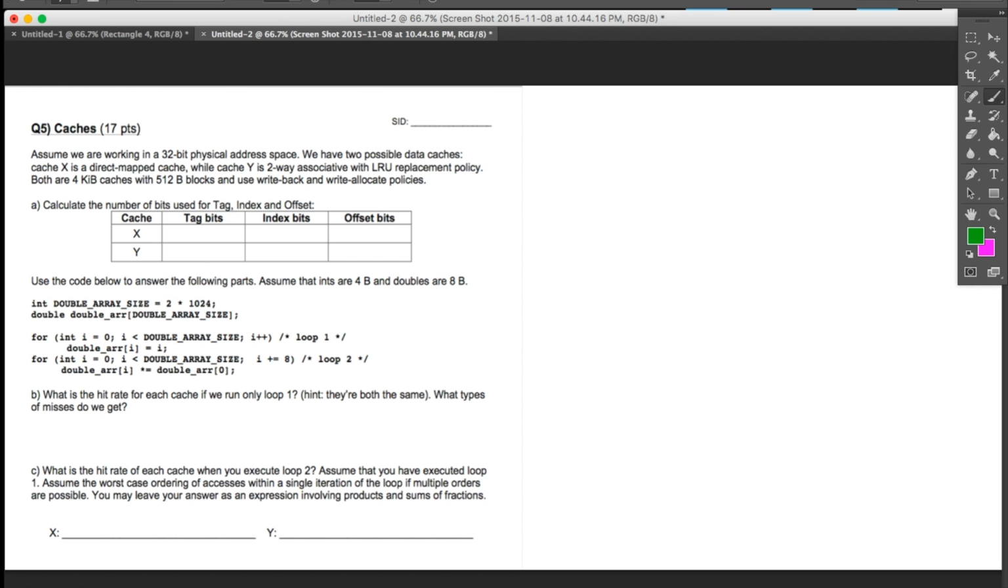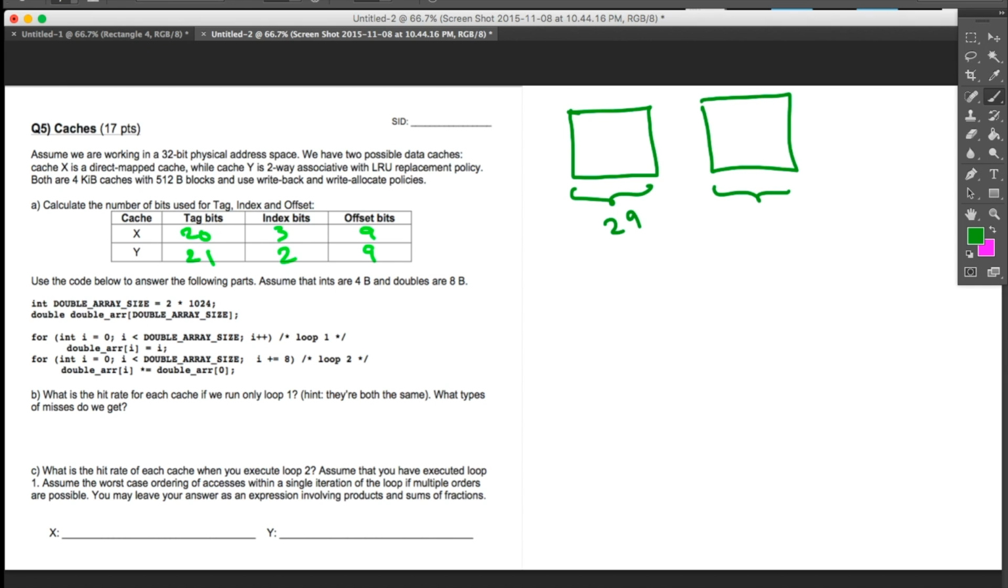So if you remember from earlier, we had 20 tag bits, 3 index bits, and 9 offset bits for X, and 9 offset bits, 2 index bits, and 21 tag bits for Y. Well, for our two-way associative cache, we know it will look something like this. We have a block size of 2 to the 9 on both sides, and we know that each of our different ways has row sizes of 2 to the 2, which is just 4.